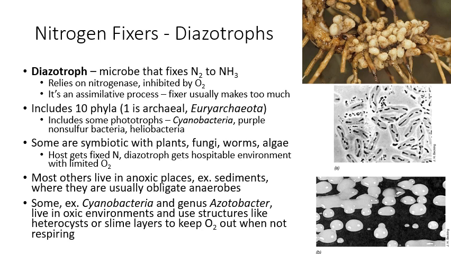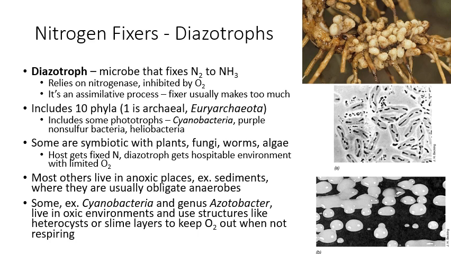This process always requires the enzyme complex nitrogenase, which is irreversibly inhibited by oxygen. So every diazotroph has some way of separating oxygen from nitrogen fixation. A lot of them are going to be anaerobes, so they don't encounter oxygen anyways. The ones that are aerobic will have some mechanism for separating oxygen from their nitrogen fixation activities.